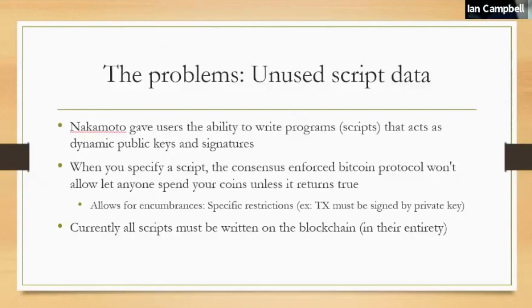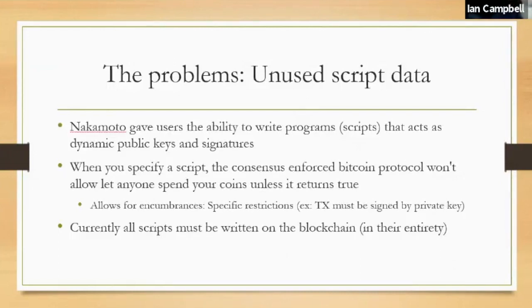We have unused script data. Nakamoto gave users the ability to write programs or scripts that act as dynamic public keys and signatures. When you specify a script, the consensus enforces the Bitcoin protocol to not allow anyone to spend your coins unless it's returned true. Another aspect of that is that these scripts allow for encumbrances, and encumbrances are specific restrictions on the script. For example, the transaction must be signed with a private key.